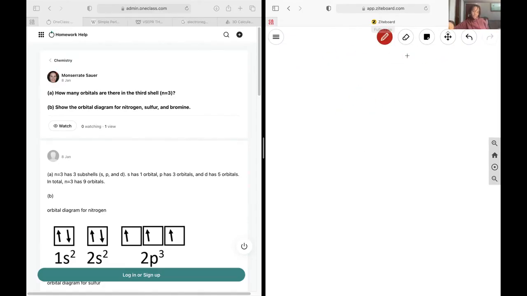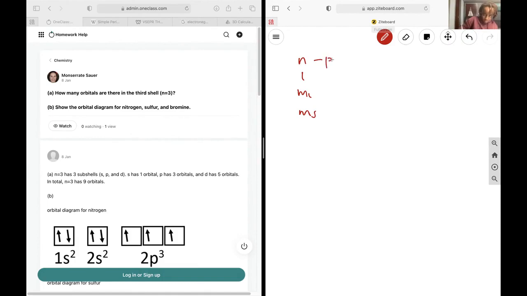Okay, next up, I'd like to find out how many orbitals are there in the third shell and show the orbital diagram for nitrogen, sulfur, and bromine. So, the answer to this question lies in your quantum numbers.